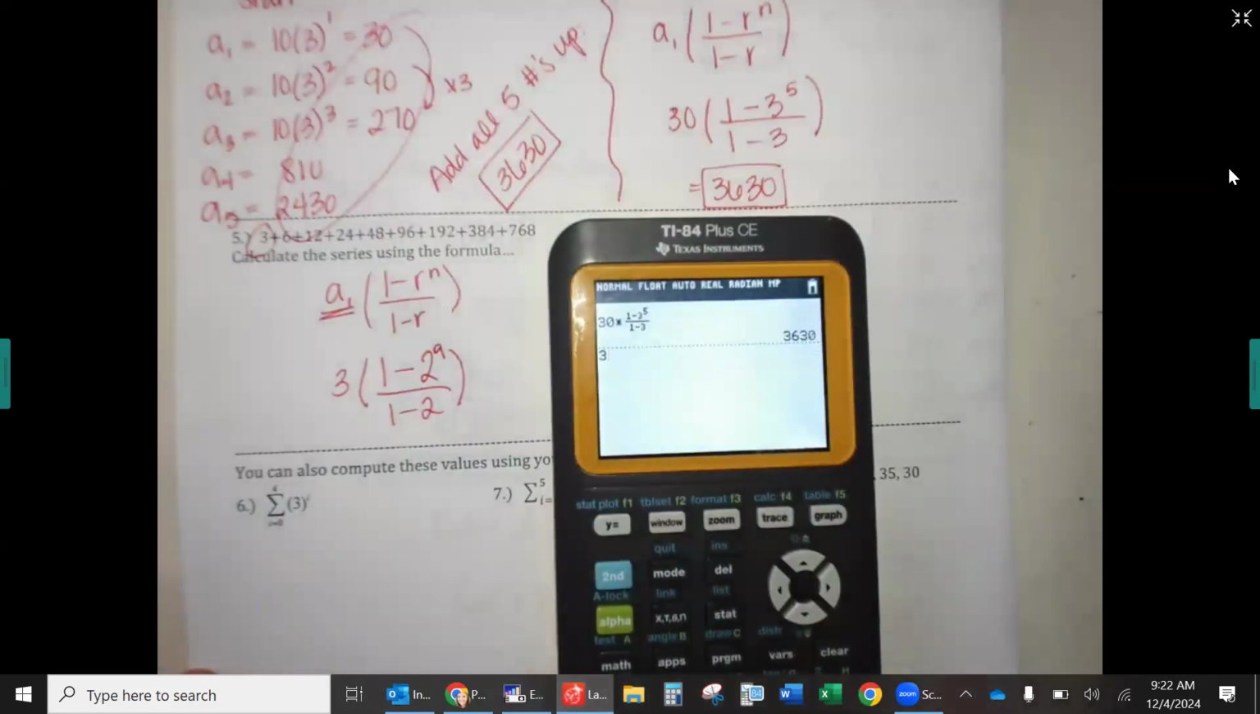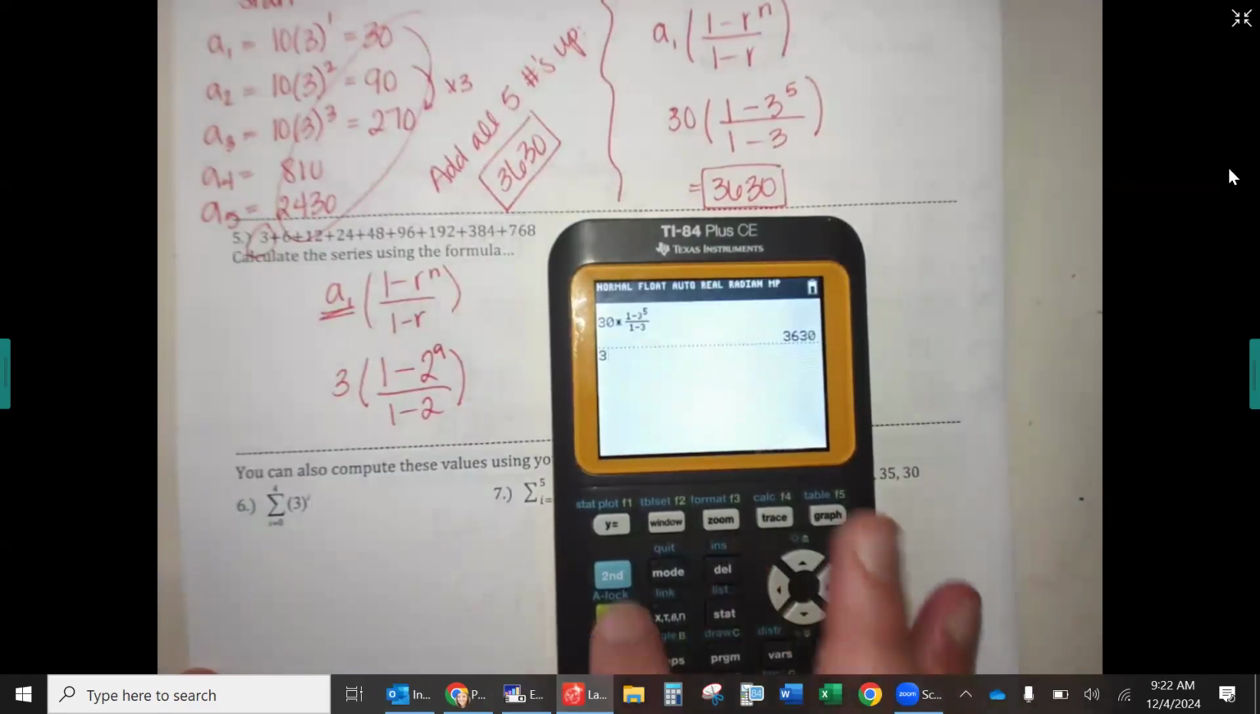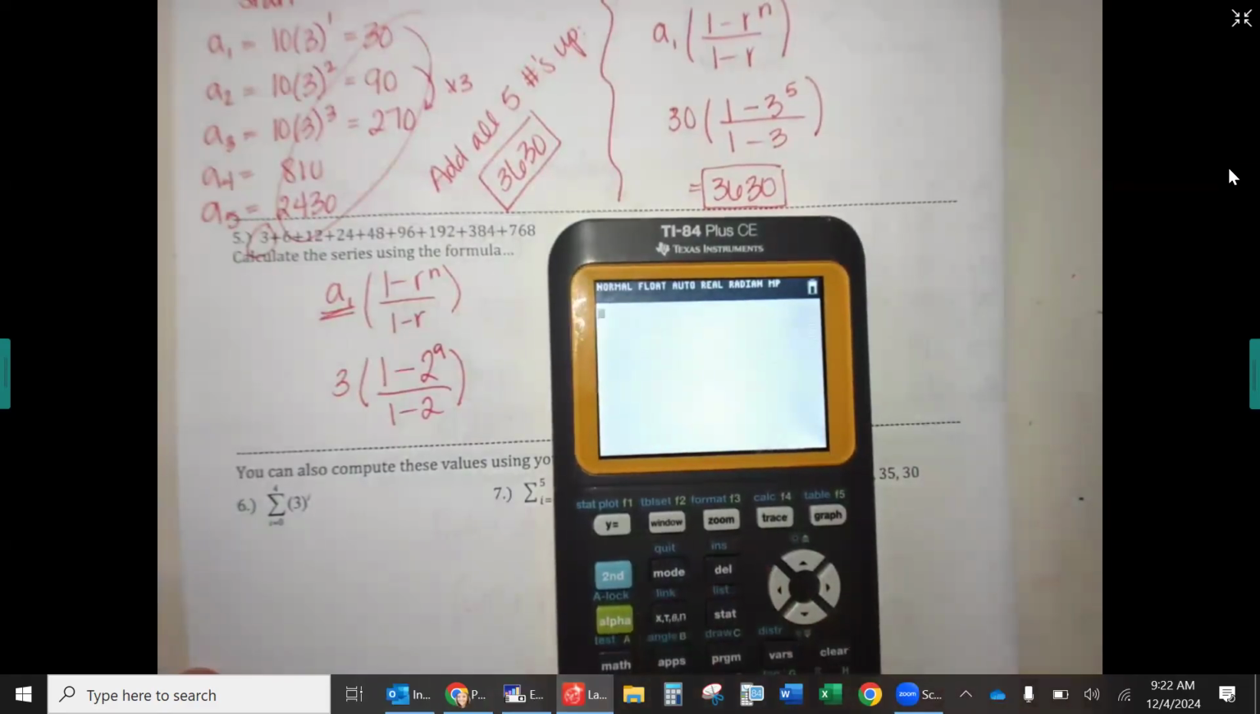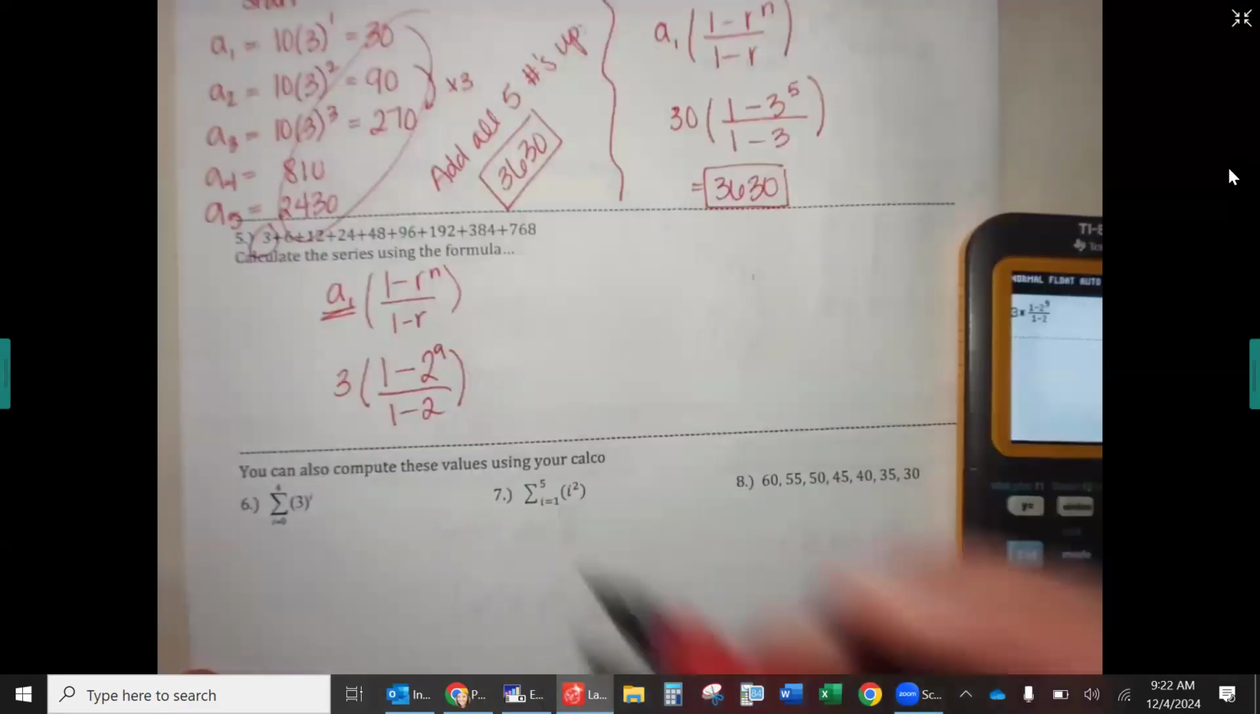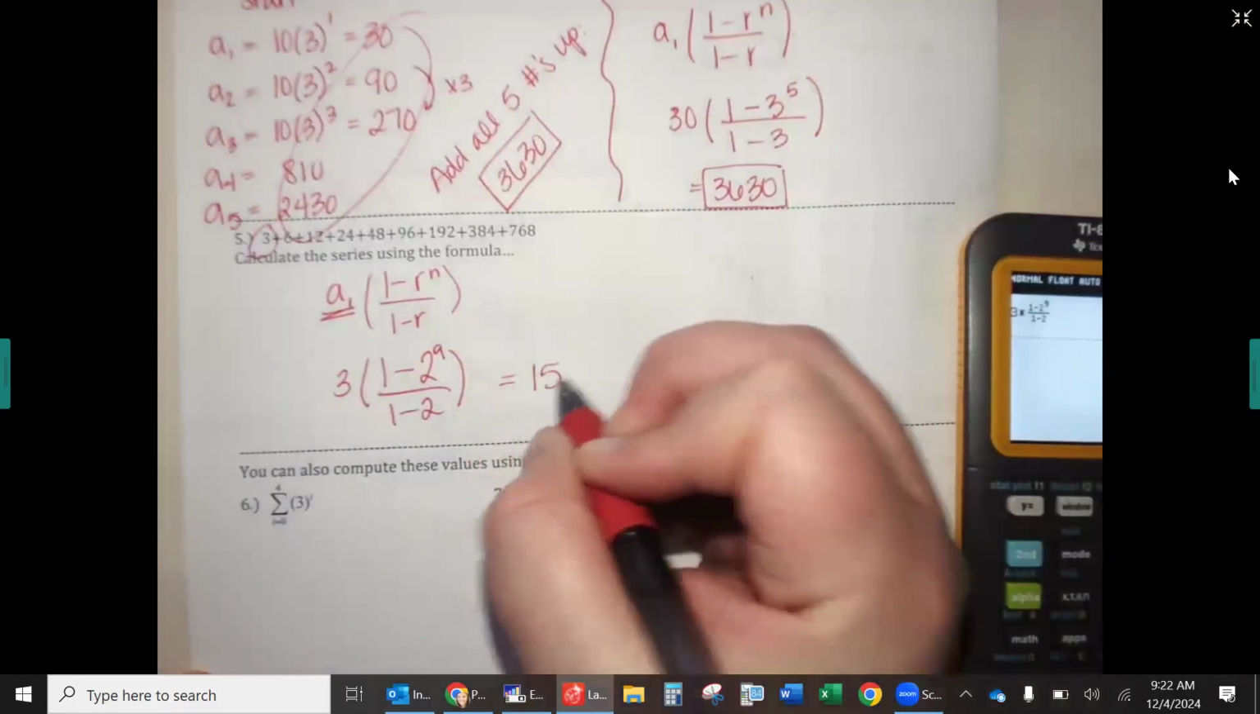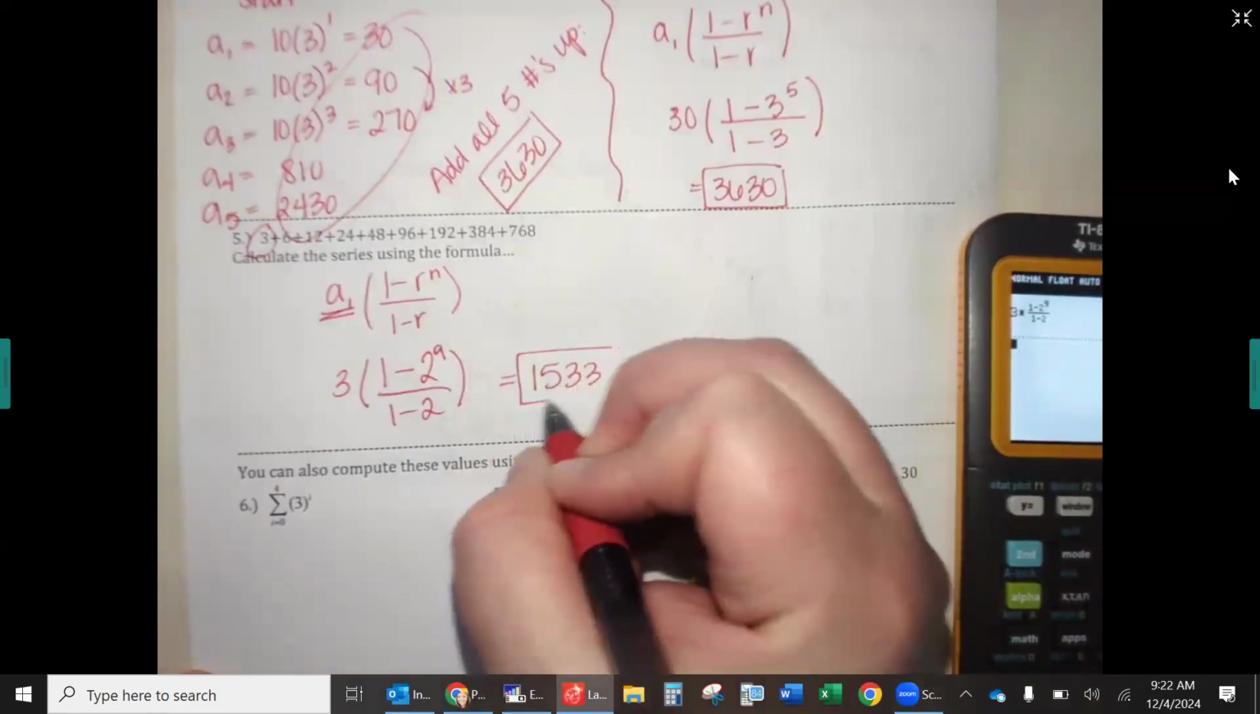So it'd be 3 parentheses, or you don't even really need the parentheses unless you just want to. Then 1 minus 2 to the 9 over 1 minus 2. So if I were to add that list up, it'd be 1533. Got it? Okay. All right.